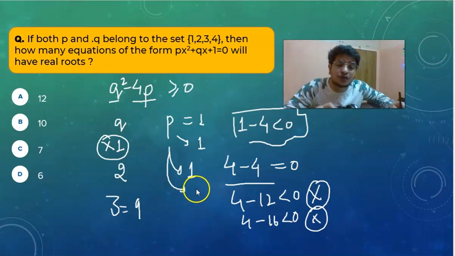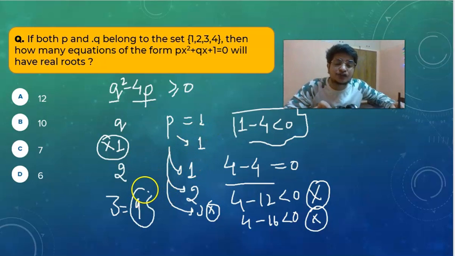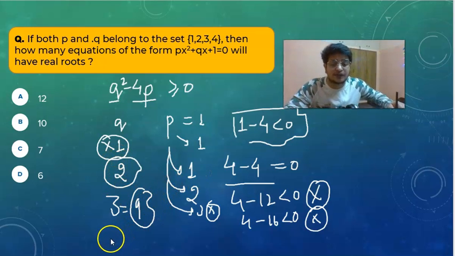4 into 2 is less than 9, so we can take this value. But 4 into 3 is not less than 9, so we can't take that value. Okay, so we can take two values from here, one value from this one. Two values from this one, one value from that one. And here, if I'm taking 4, it will give you 16.